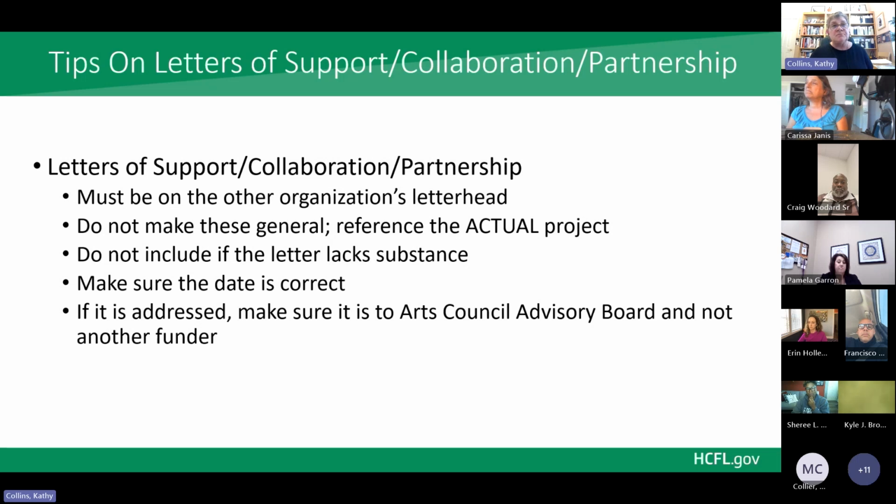If you submit a letter that somebody wrote for you in 2023 for another funder, it doesn't do us any good. It's not something that's going to be of any substance to the reviewers. Make sure that it is current, that it is dated like now, March of 2025, and that it is addressed to the Arts Council Advisory Board and not some other funder.